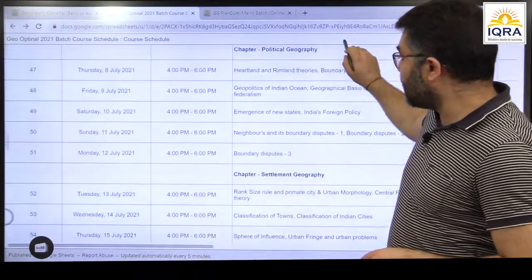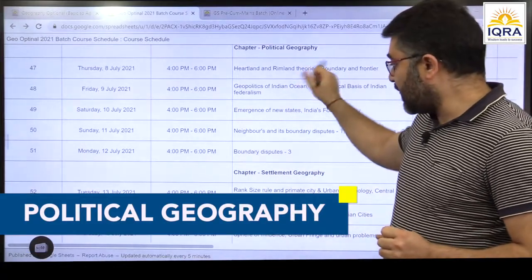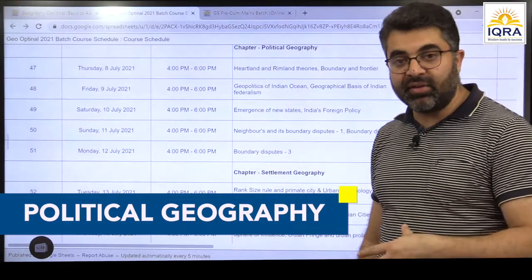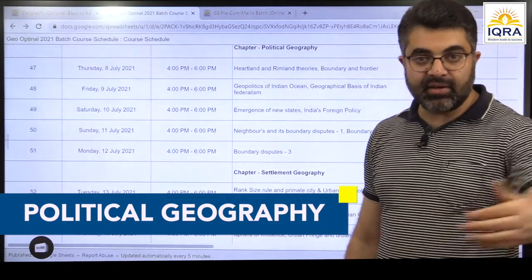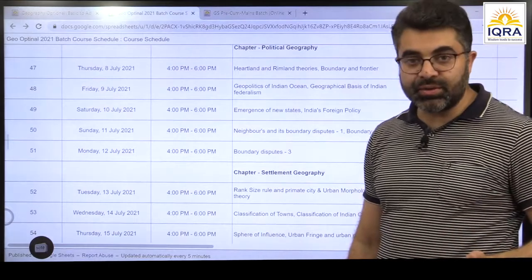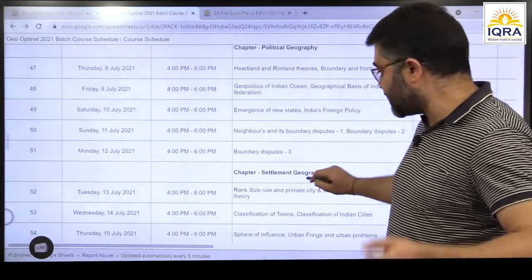Then a very interesting topic, political geography, will be followed. Political geography, heartland, rimland theories, and then we compare it to the Indian aspect, Indian foreign policy and state, internal issues, and also discuss the boundary related issues with neighboring countries. And overall, India's role in South Asia, geopolitics, as mentioned.